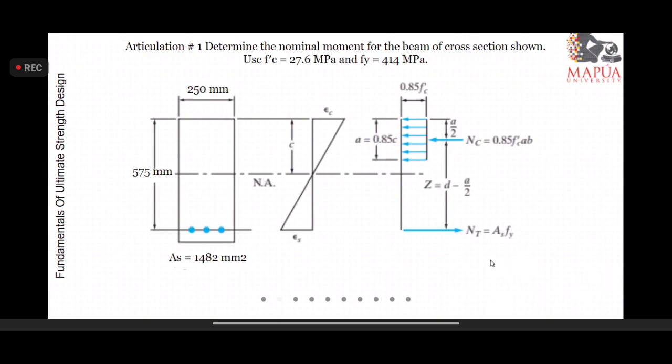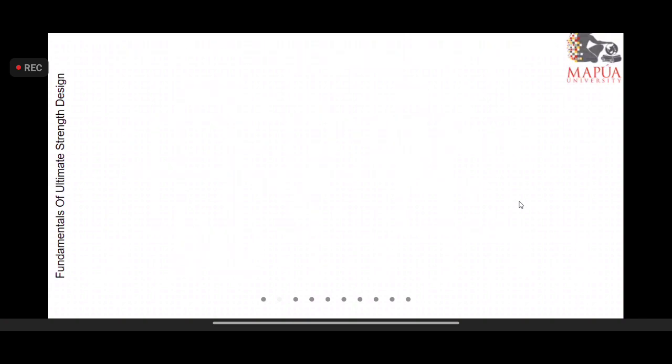Then we have this as the strain diagram, and this will be C, 0.85 C, that's beta, because we are dealing with 27.6 megapascal. This will be 0.85 Fc prime, this is the resultant. We are asked to find the nominal moment. So we start with the stress block. We equate that, so by virtue of this simple equation, we can compute for the A, and this is equal to 104.61 millimeters.